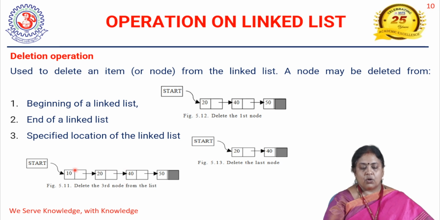Here, what is the concept? In this next part, it contains the address of the next node. So instead of storing this address, we are going to store this address. That means this node will be detached. Like that, we can delete at any specified location.